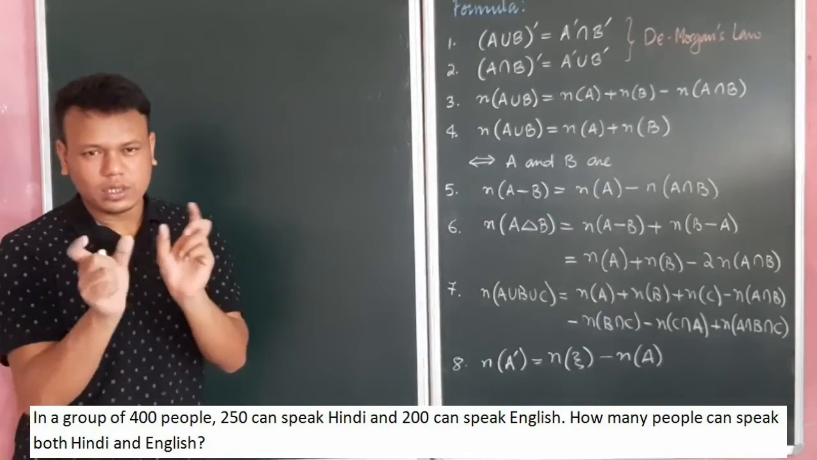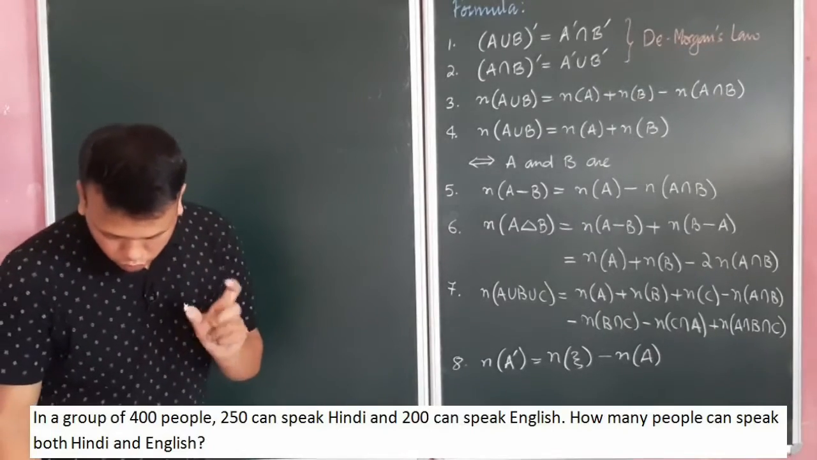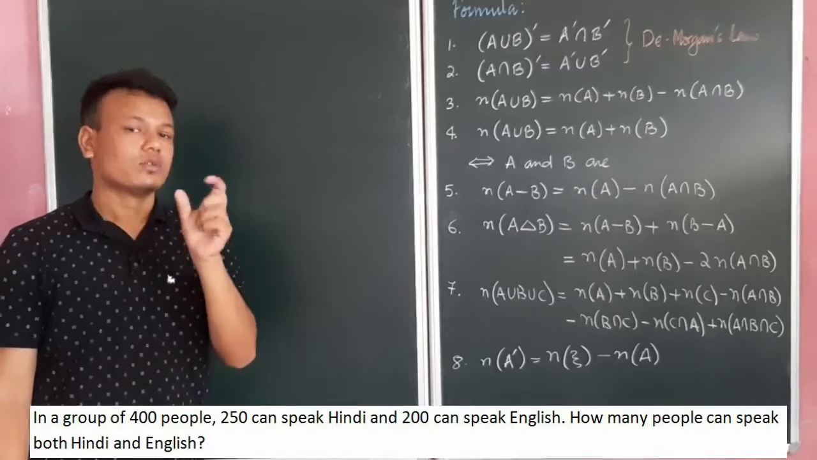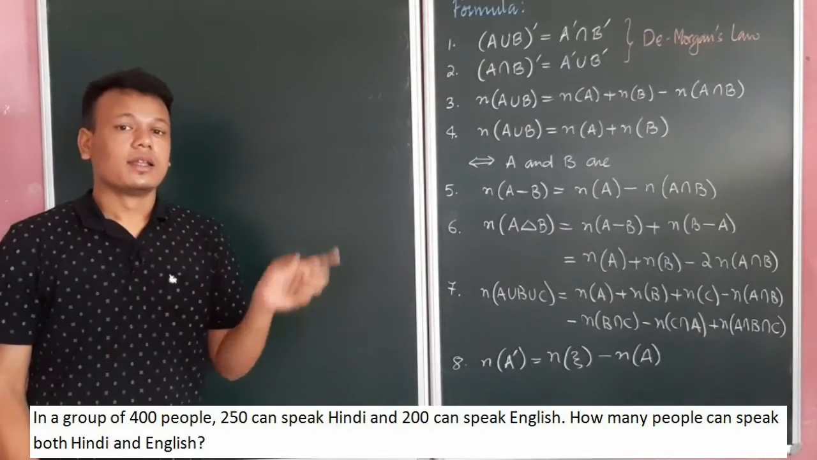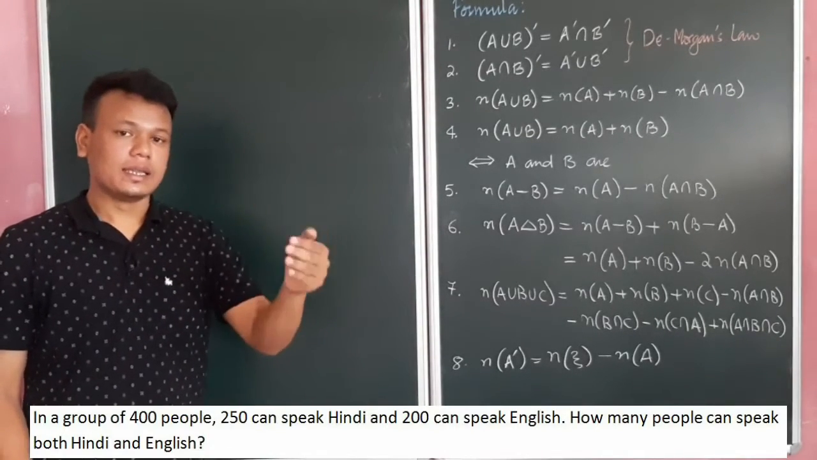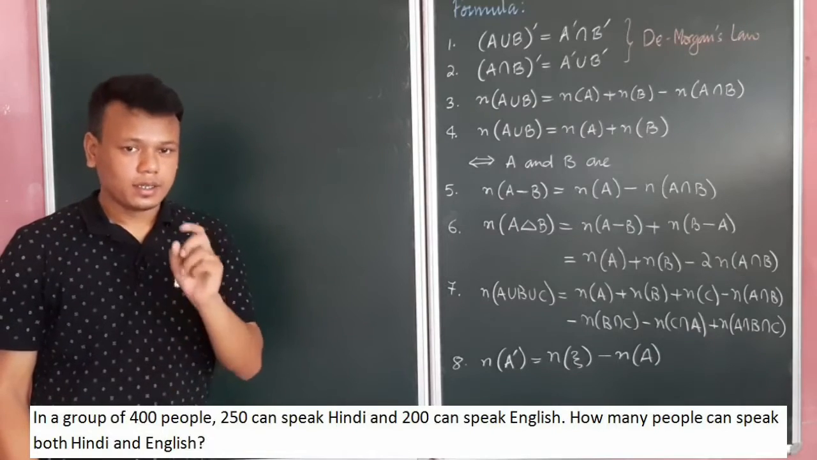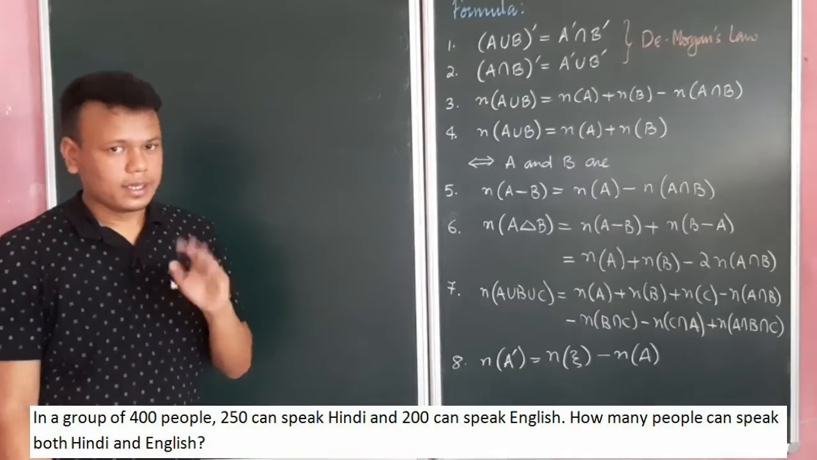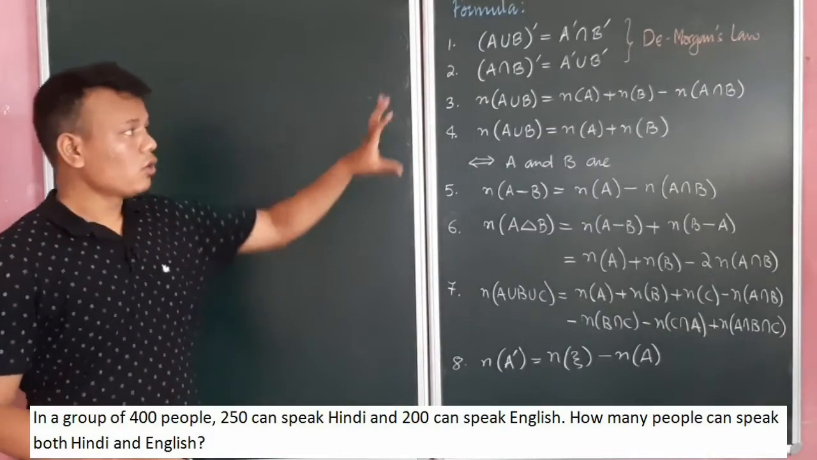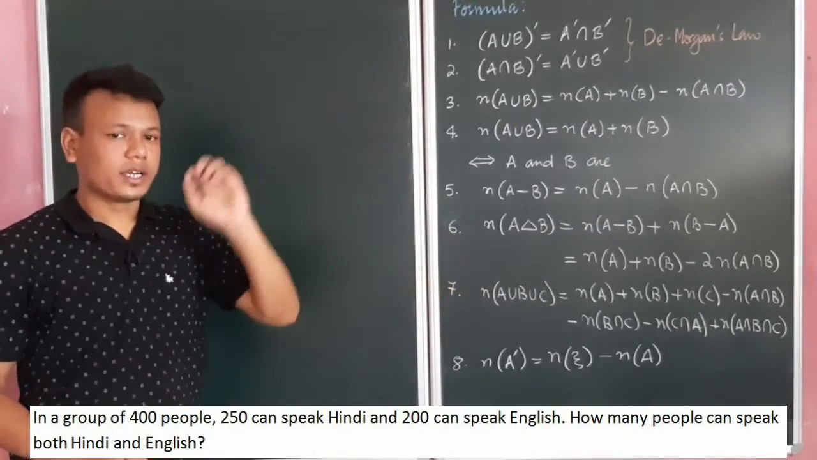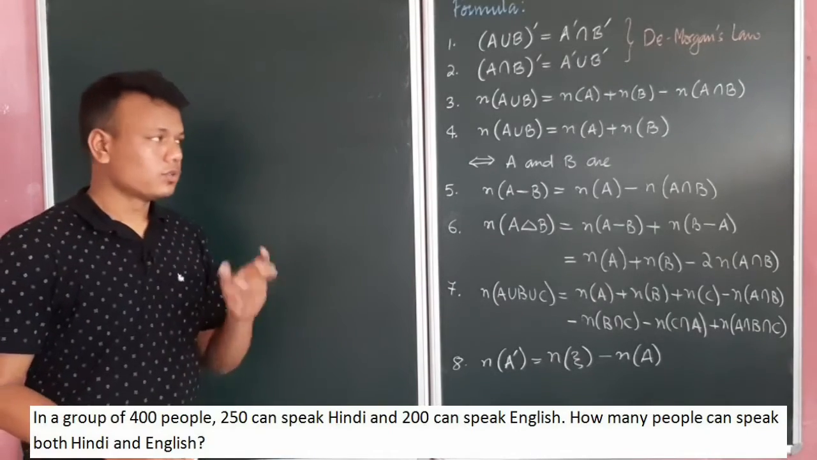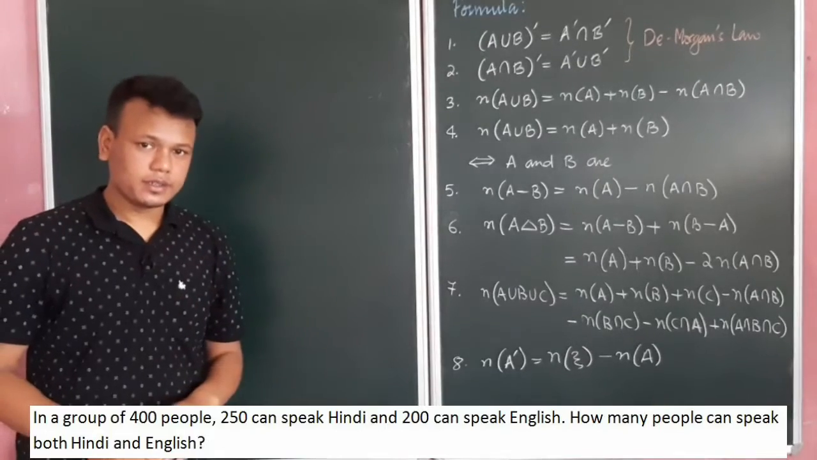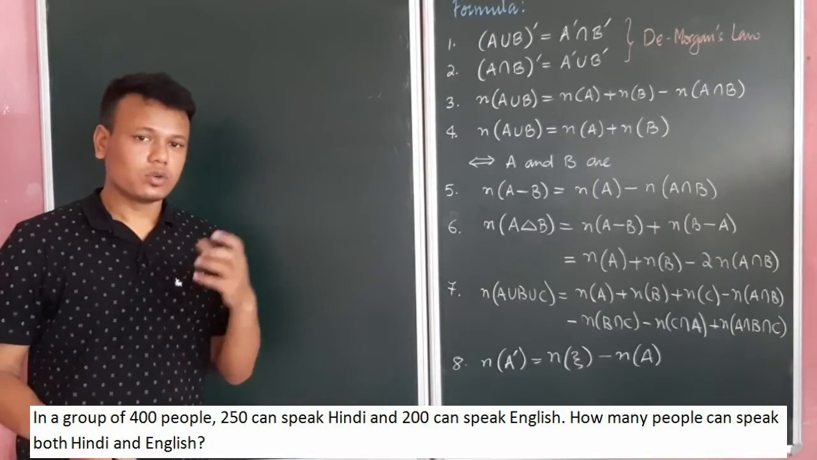Alright, so what is the total here? The total becomes 250 plus 200 is 450, but there are how many people? There are 400 people. Now what's the meaning of that? That means there are some people who speak both Hindi and English. Now, according to the question, how many can speak both Hindi and English? Now let's see how to apply these formulas in such problems. For applying these formulas, we need to define some sets here, right? Set means a collection or group of people.